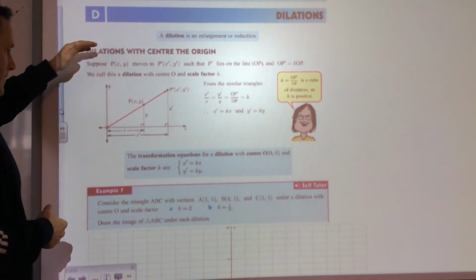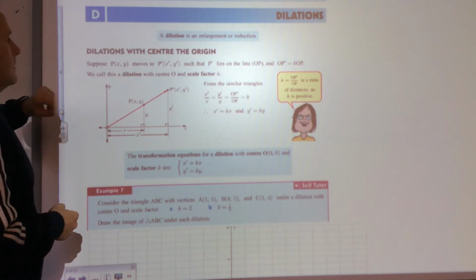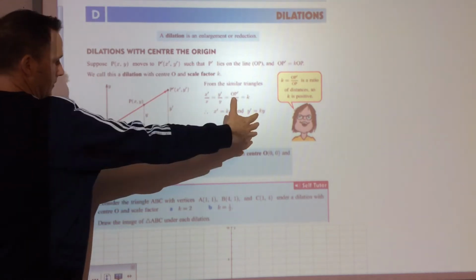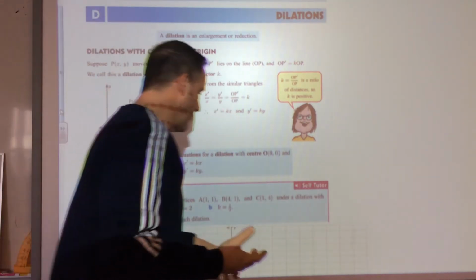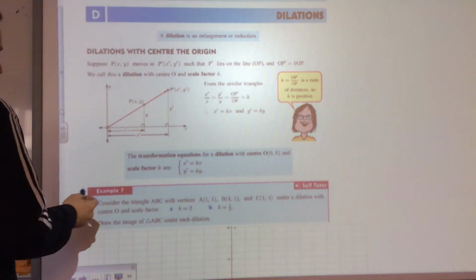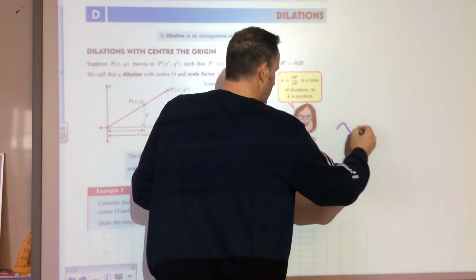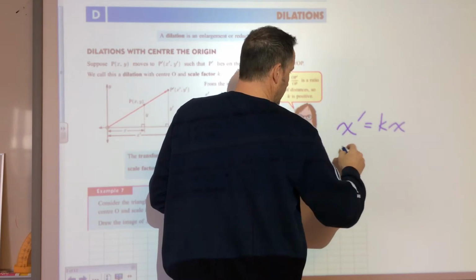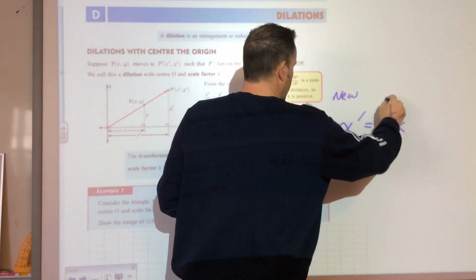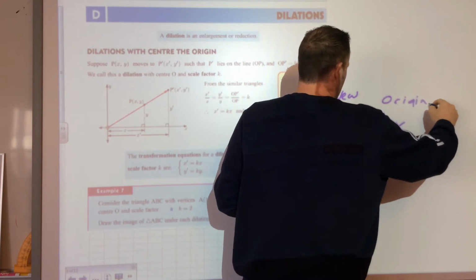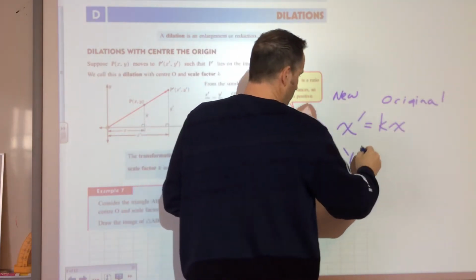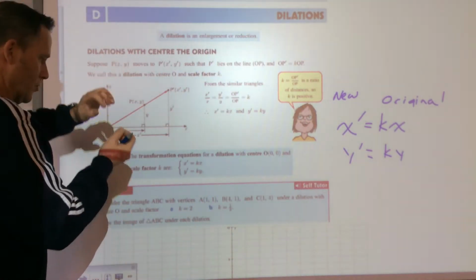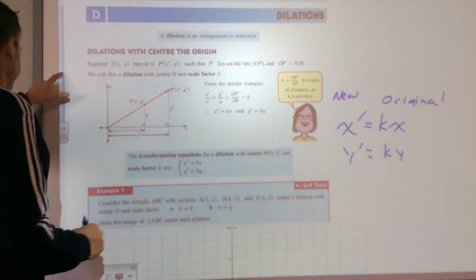These dilations with the center at the origin, the dilation comes from here and expands out. So it's going this way and this way, vertical and horizontal. So we have our K factor, our scale factor, which is K. So our new X values are going to be K times X, the original, which I guess is the same as what we've been doing all along with the other parts. Now Y prime is K times Y, because the center of the origin, we're expanding both ways.